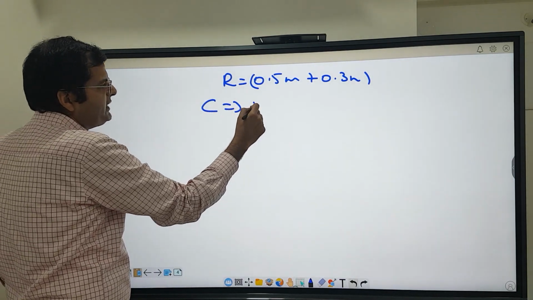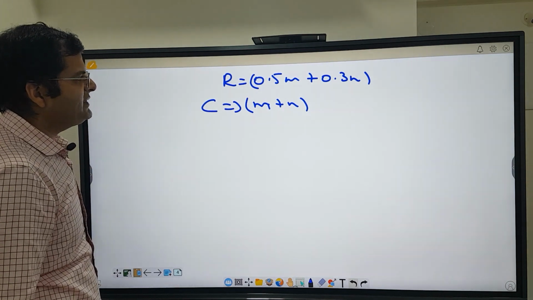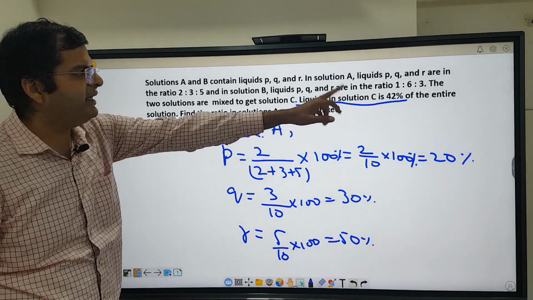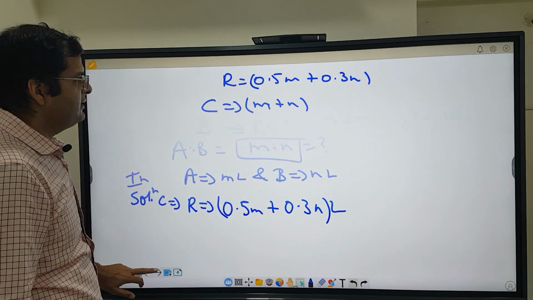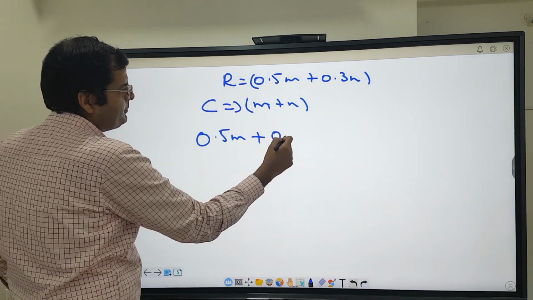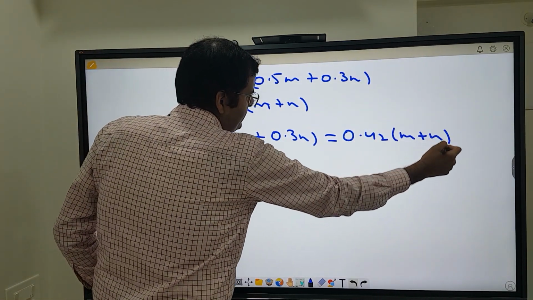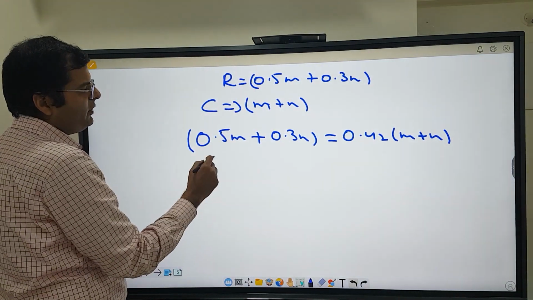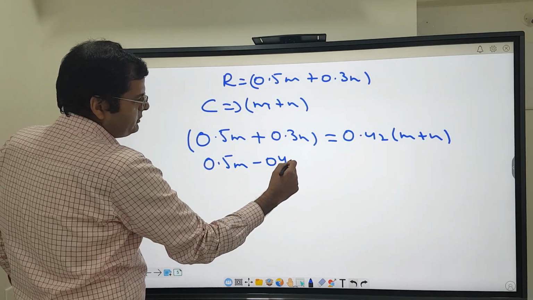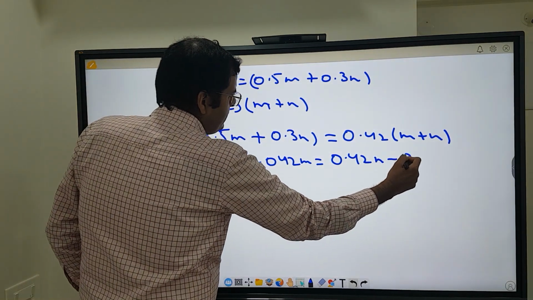Solution C total is how much? M plus N, because it is made up of A plus B. A is M liters and B is N liters. Now the question says the percentage of R is 42%. That means R is 42% of C. That means 0.5 M plus 0.3 N is equal to 0.42 of M plus N. So from here, what do I get? 0.5 M minus 0.42 M will be equal to 0.42 N minus 0.3 N.